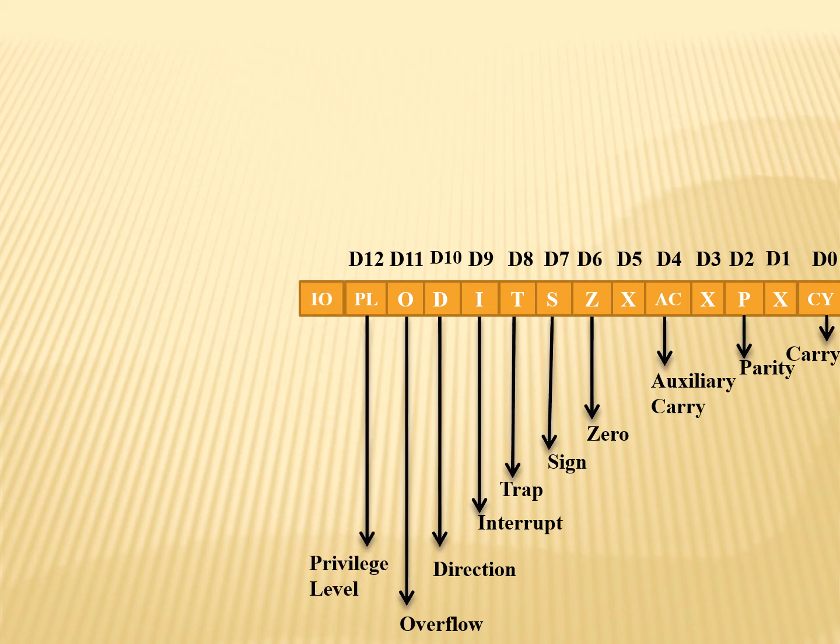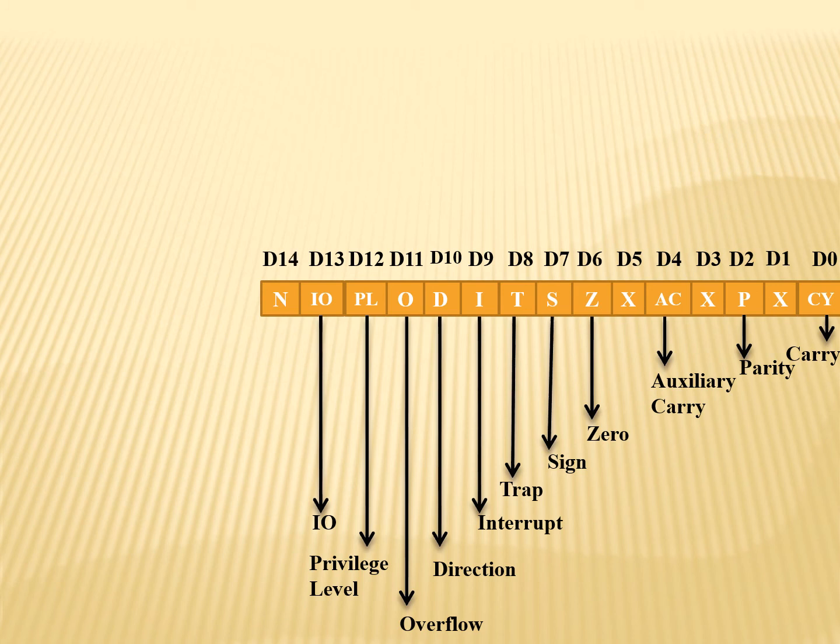Then comes the D12th and D13th bits. They are occupied by the input-output privilege level. It is used in protected mode to generate 4 levels of security. The microprocessor works in different modes: one is protected mode and the second is real mode. In real mode it accesses memory up to a certain location, and in protected mode up to a certain location, which differs from processor to processor.